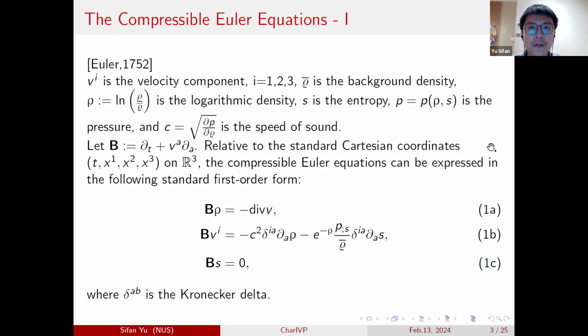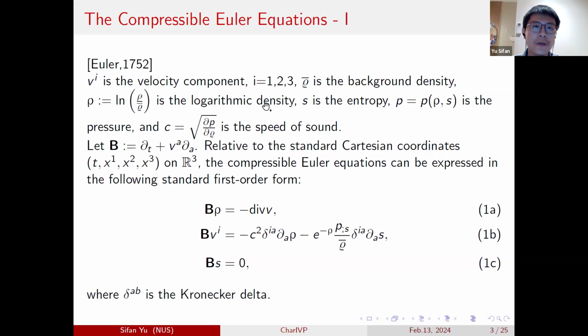The fundamental PDE variables in my consideration are velocity v and log density rho. I use log density just for simplicity in computation, and I assume there is a background density rho bar, which is a positive constant. Basically, I assume a background density to avoid the degeneracy of the Euler equations. And then lastly, the last fundamental PDE variable is entropy S.